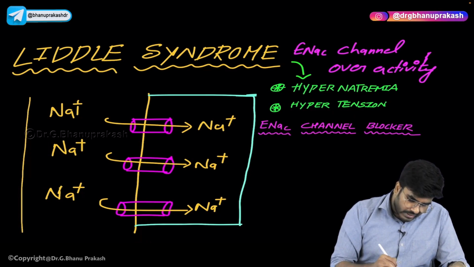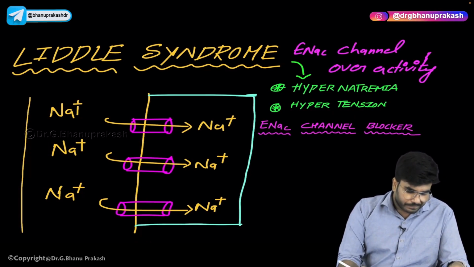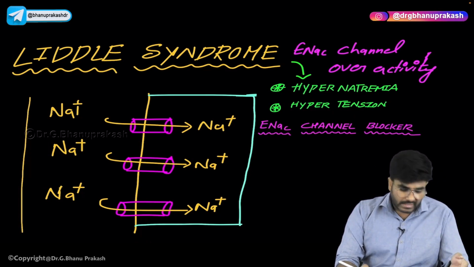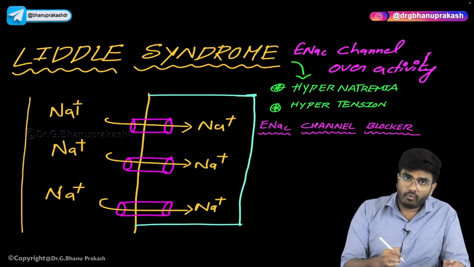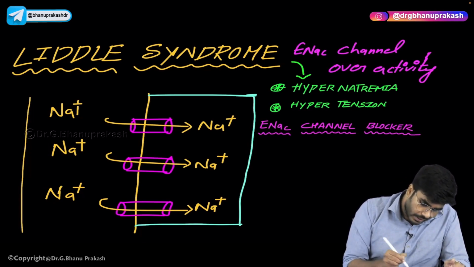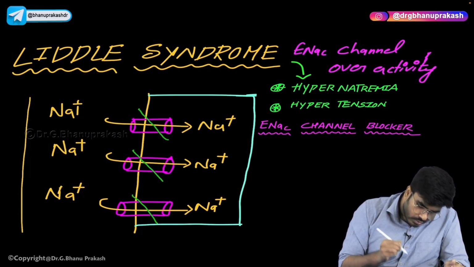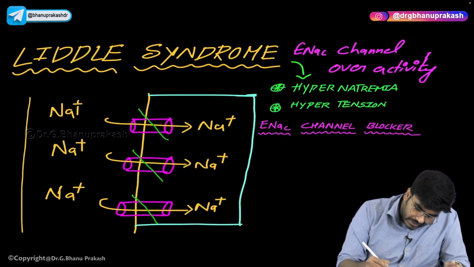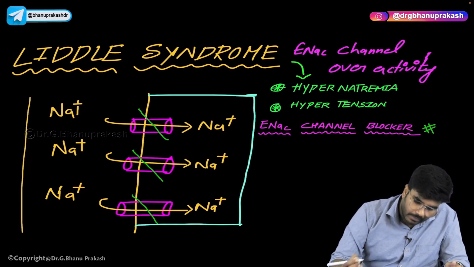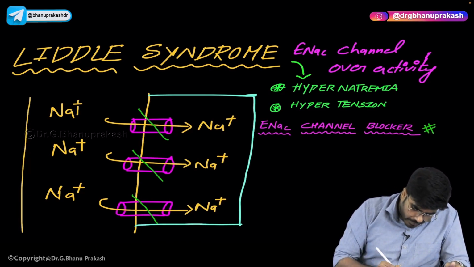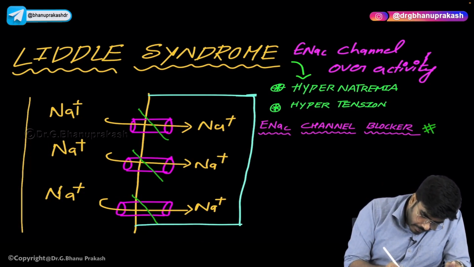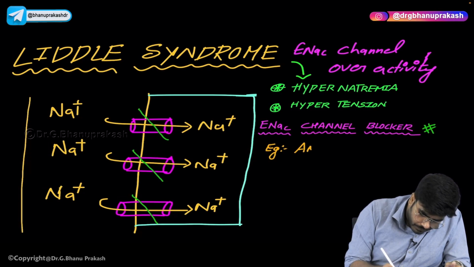As a doctor, how can we treat this condition? Here you can treat it in two ways. The main way is, these channels are getting overactivated, right? They are continuously working, right? You can simply block these channels. So you can use a drug called an epithelial sodium channel blocker. What is the example of an epithelial sodium channel blocker? The name of the drug is amiloride.